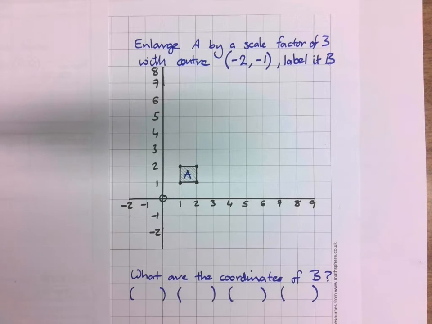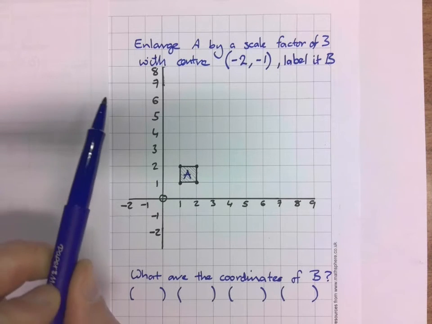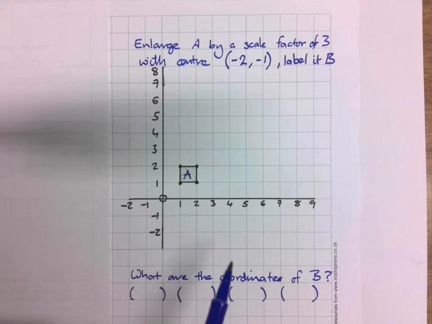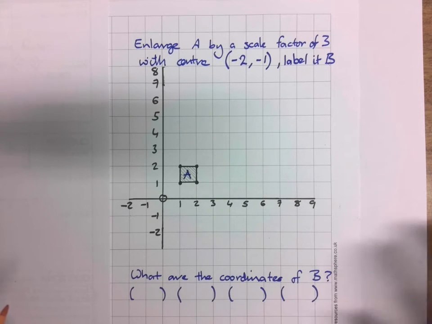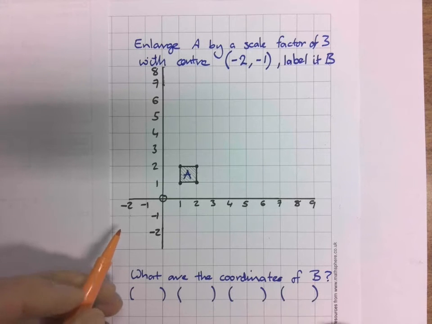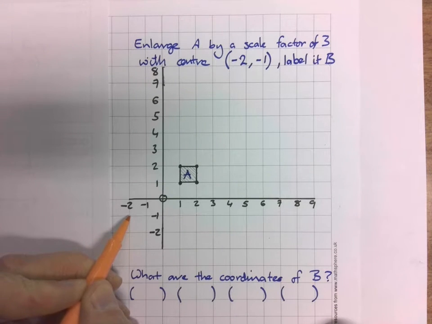Okay, Mr. Fletch, here we're doing another piece of enlargement. The difference between the last one and the new one is that now we're going to be enlarging from an enlargement centre that's not at the origin of the graph. So we're being asked to enlarge A, the square, by a scale factor of 3, with a centre of enlargement at -2, -1. Right, so first things first, let's get our centre of enlargement plotted on the graph.